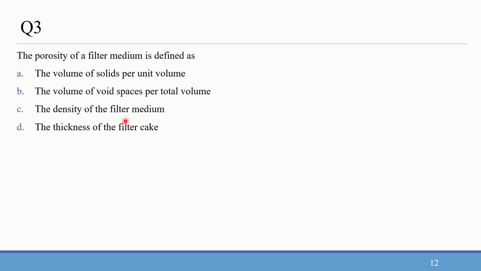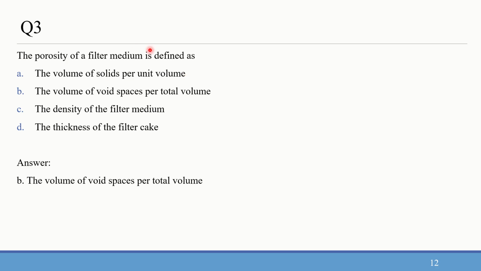So porosity is nothing but the volume fraction of voids or volume fraction of pores in the filter medium, that is the absence of anything in that space. Based on that we get the porosity of a filter medium as volume of voids per total volume. So the answer is option B, the volume of void spaces per total volume. Volume of solids per unit volume is again the volume fraction of solids.